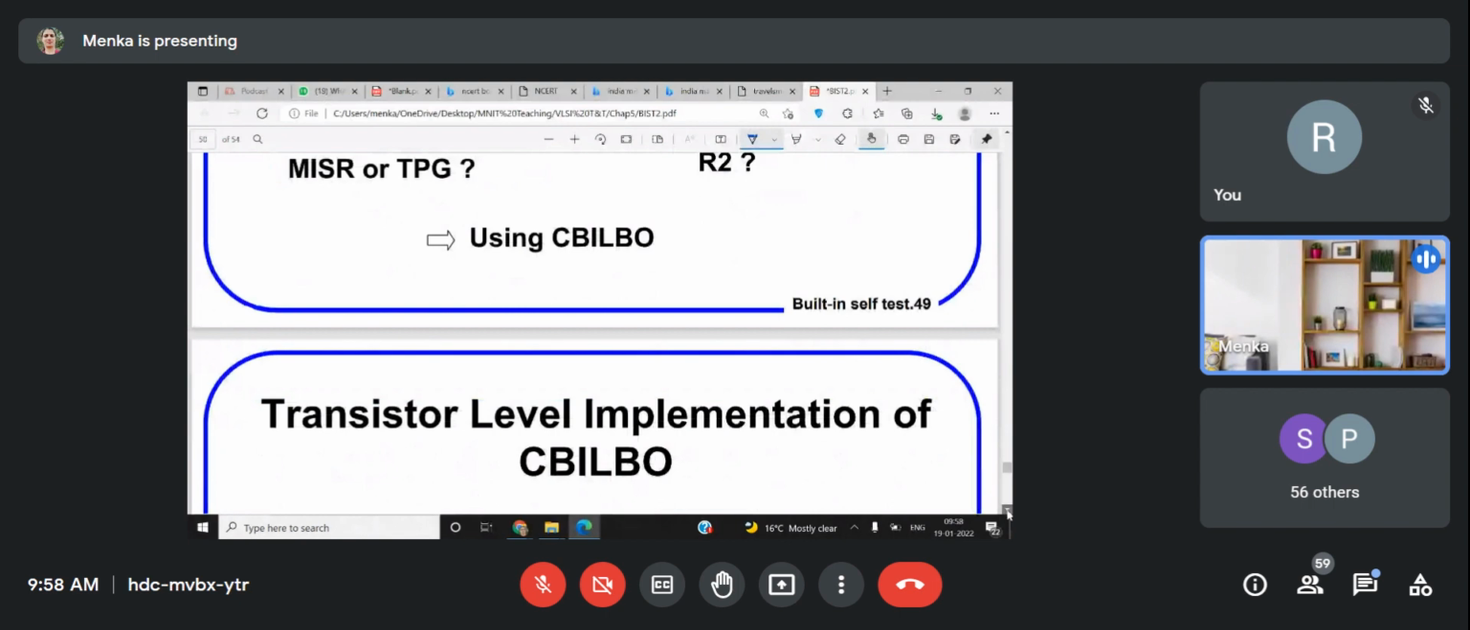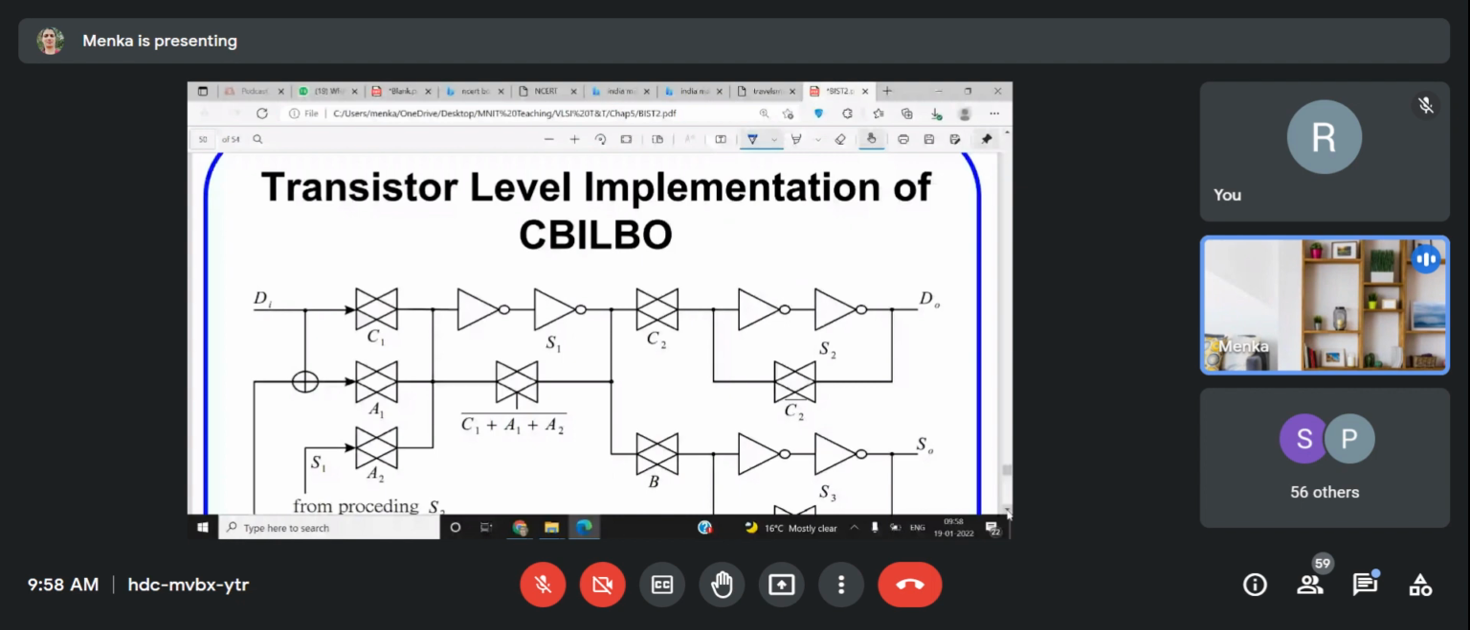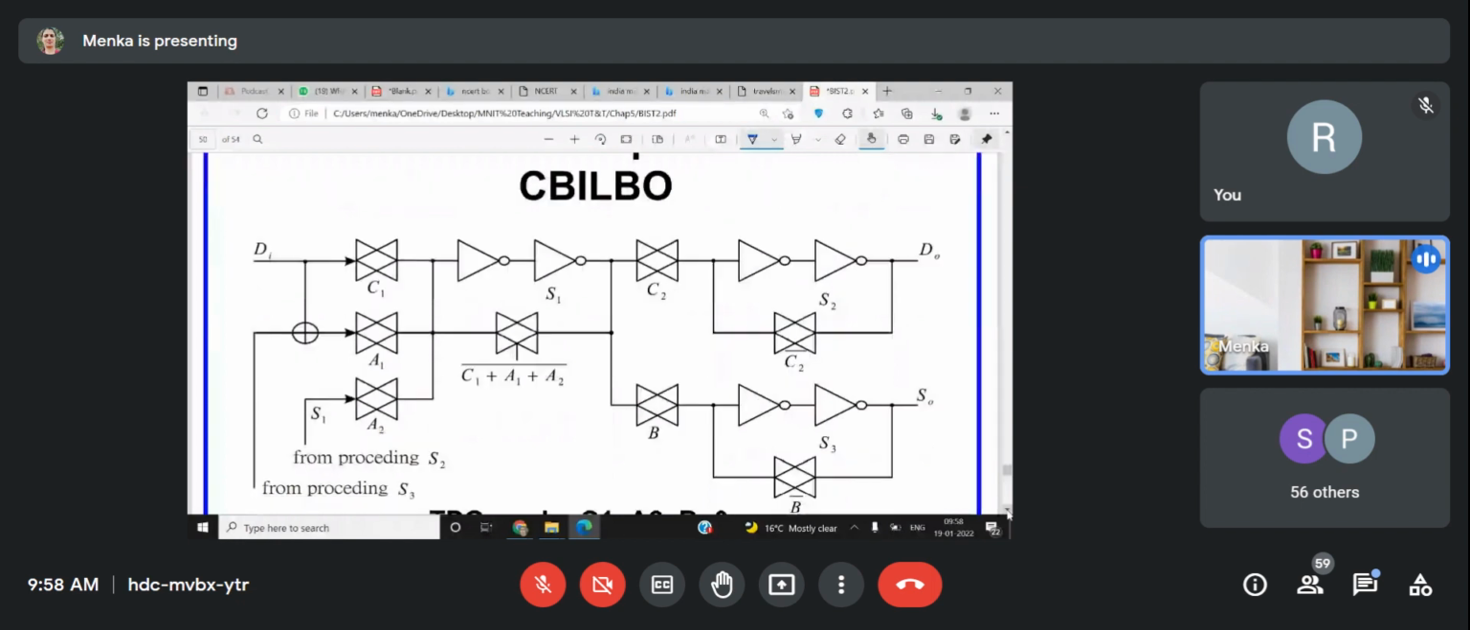So this is a transistor level implementation of CBILBO. You can see the transistor level implementation. Sorry, transmission gates. These are the transmission gates, and this is nothing but the D flip flop, master slave. Whatever block we have seen earlier, two D flip flops, this is the same. So you can just see this structure and understand how it is working, just like a D flip flop.